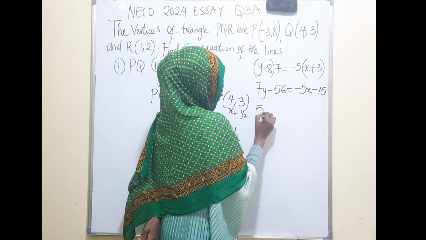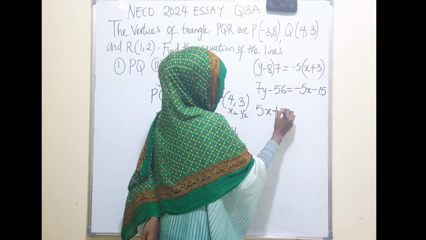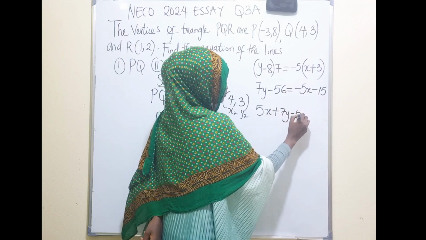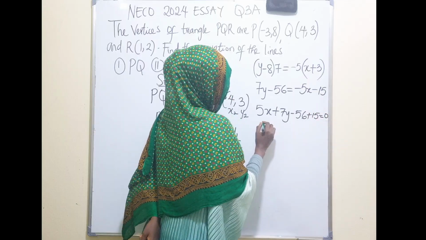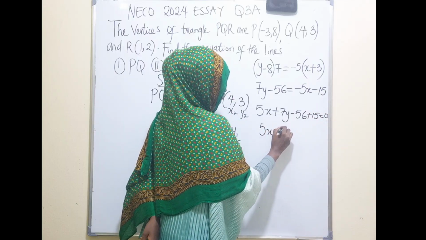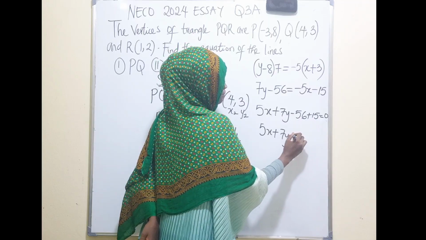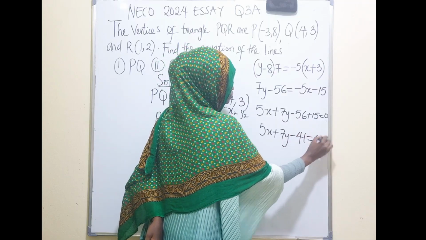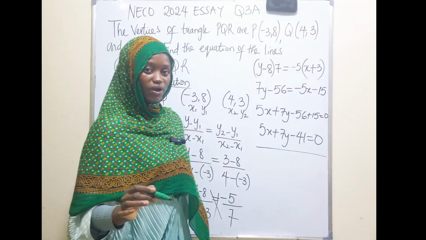So here we have 5x, because minus 5x crosses over and becomes 5x. We have plus 7y minus 56, and minus 15 becomes plus 15. This is equal to 0. So we have 5x plus 7y minus 56 plus 15 gives us -41, is equal to 0. So this is the equation for line PQ. All right.